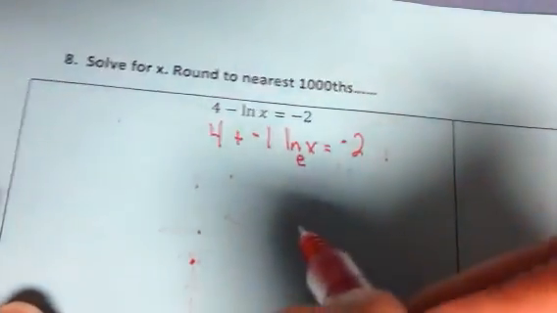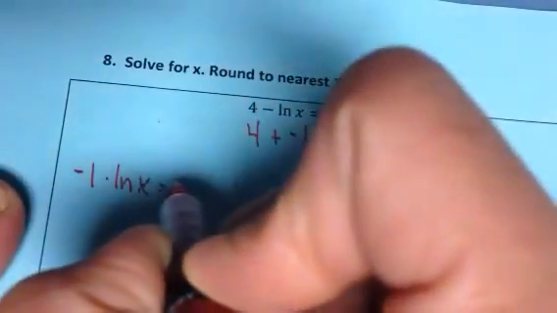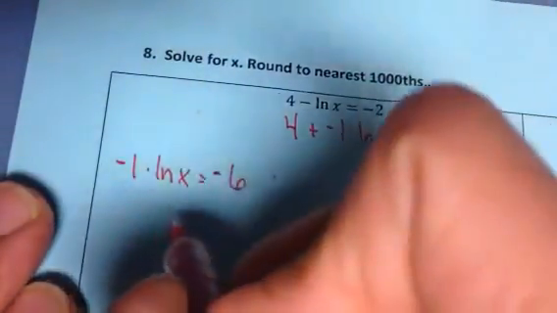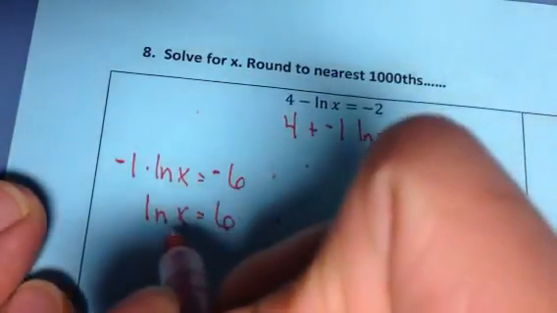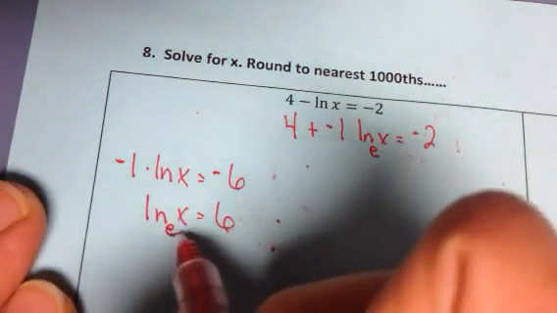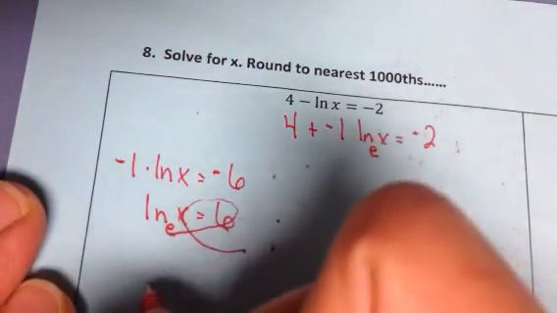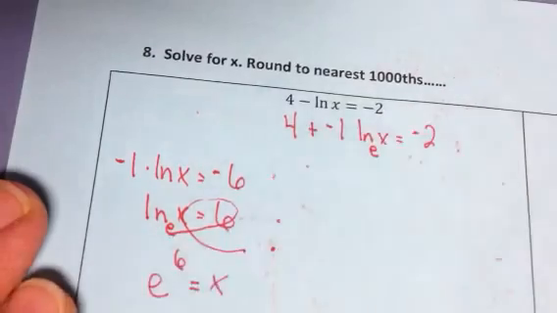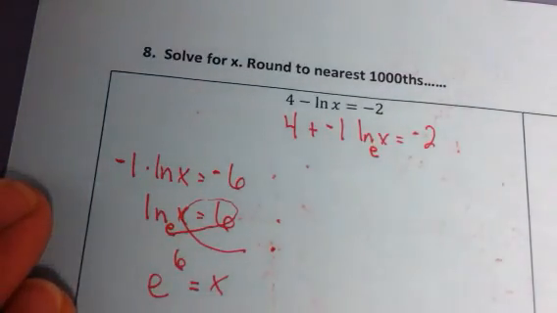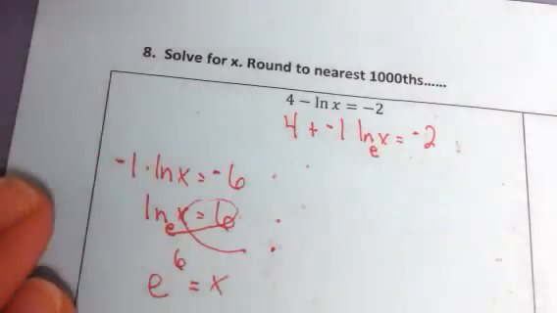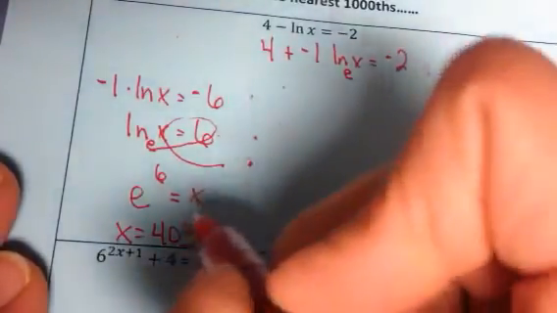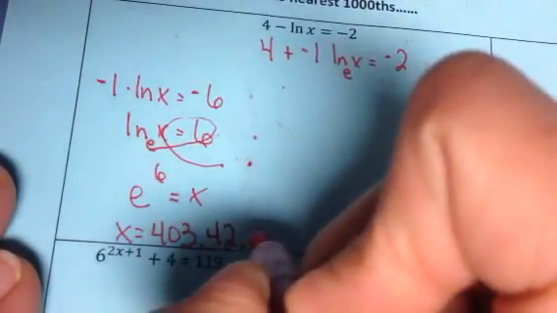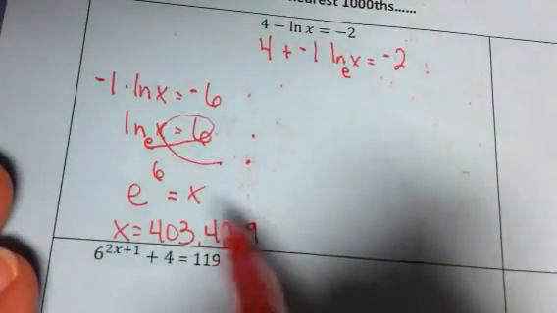So first I'm going to subtract the 4. So it gives me -6. And now I'm going to divide by -1. And now I'm going to make my e, but I want a base. So e to the 6th power equals x. So whatever e to the 6th power is, you could actually just leave that as e to the 6th power if you wanted to. But as far as a decimal goes, it's 403.429. And that decimal is from the other side.